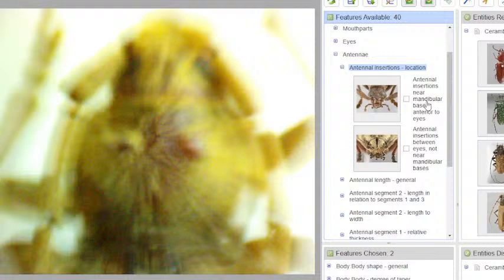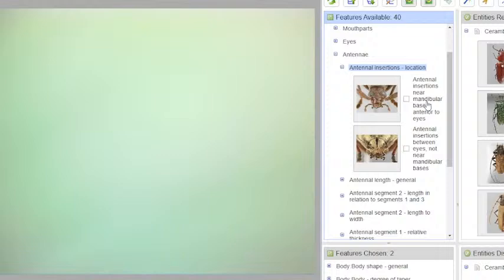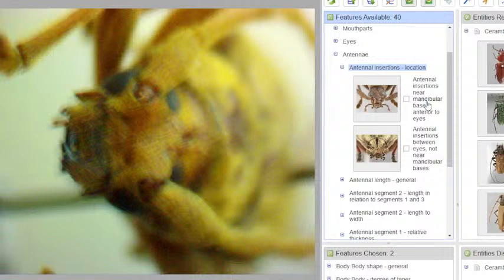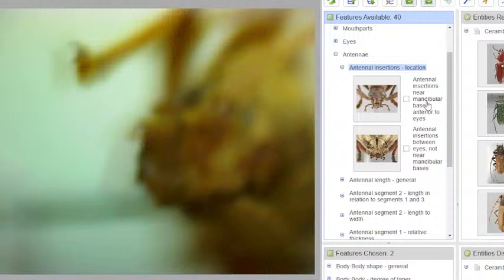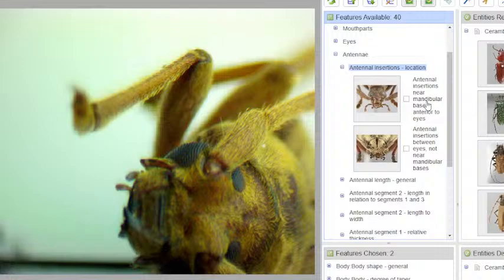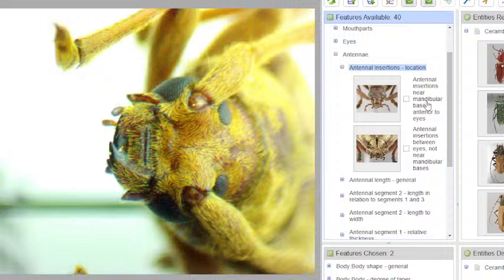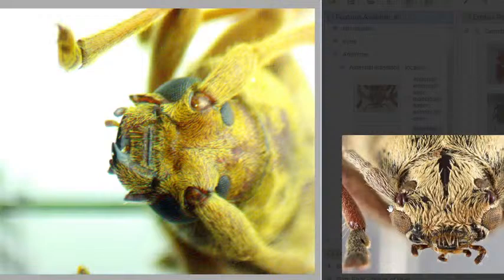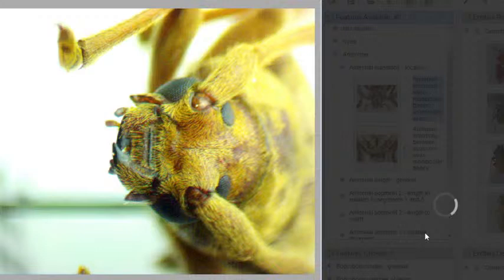We're going to look at her face first. Look at how cute her little face is! Oh my goodness. You must all see this. Look at her face. Aww. She's got such a fluffy face, guys. Alright, I would definitely say that these antenna are inserted more between the eyes and less closer to the mandibles, right? So we're going to go between the eyes.